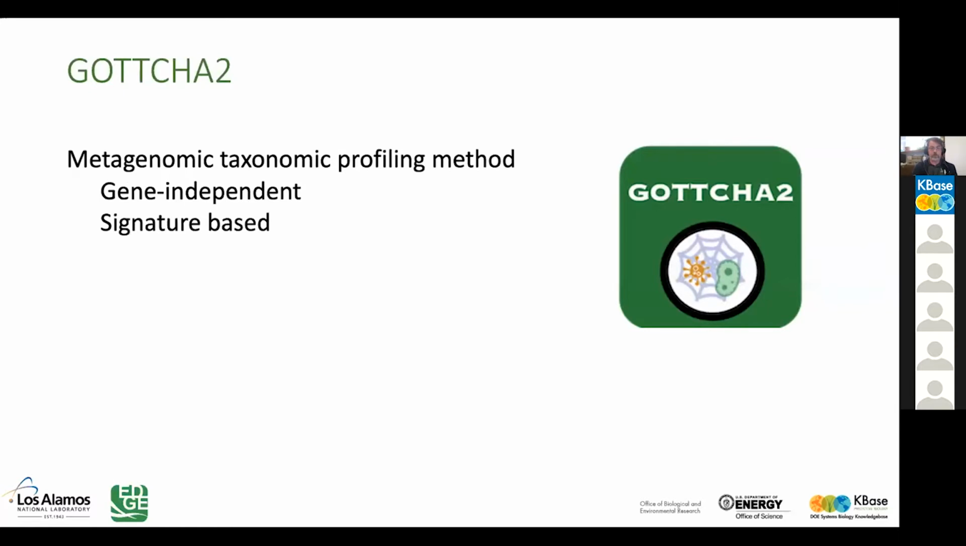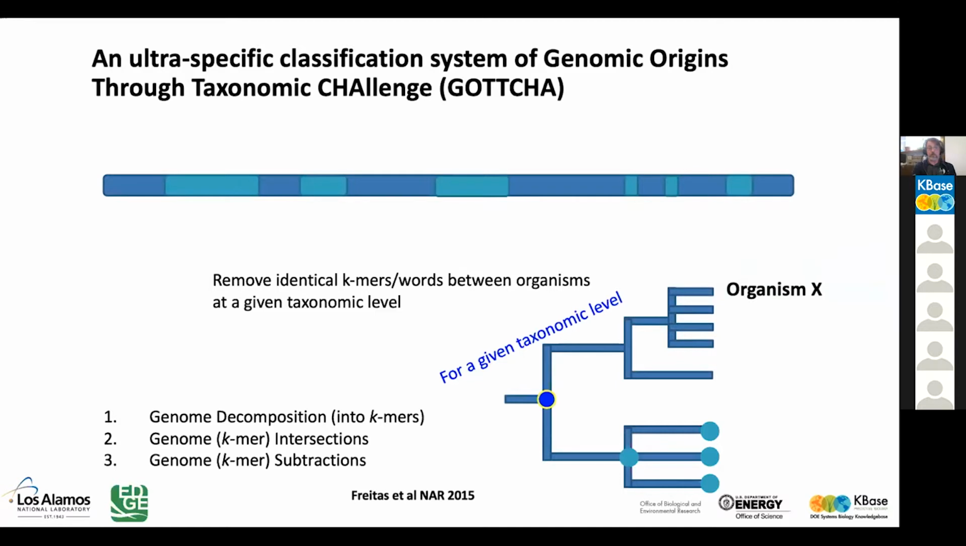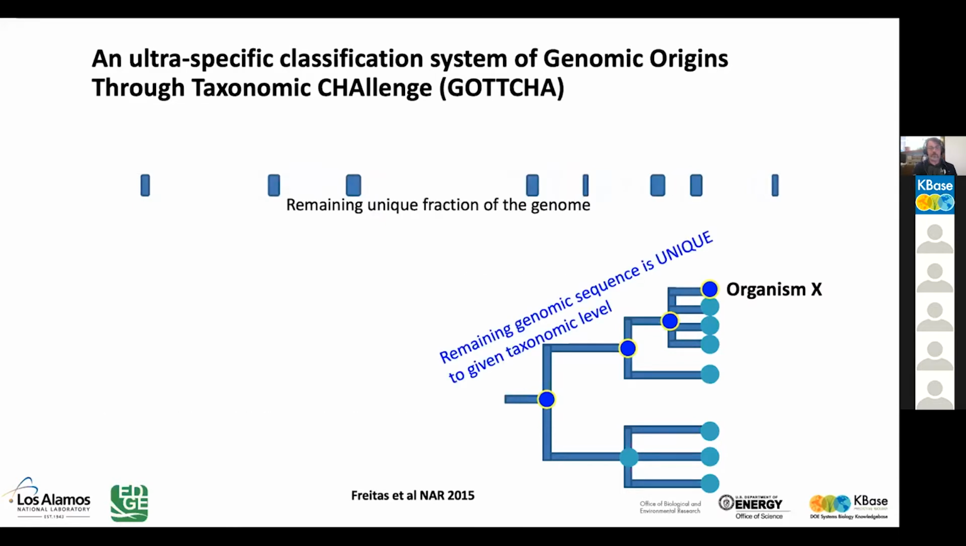Gotcha2 is the app developed at LANL by Paul Lee. It's a metagenomic taxonomic profiling method. It's gene independent and signature based. The way it works is that for each given taxonomic level, you remove all identical k-mers, or words, shared between organisms at that taxonomic level. As you keep going down the taxonomic tree, you keep removing more and more sequences that are in common at that level until you get down to the very lowest level. It's the remaining fraction that's unique for that genome.